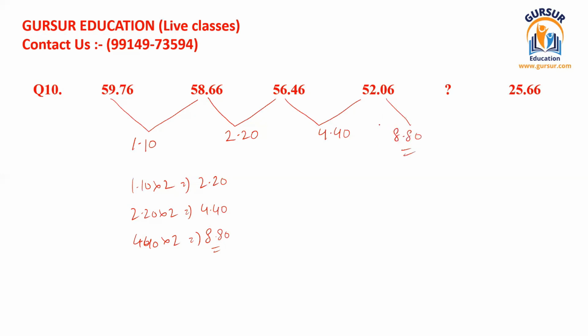So now, as a reduction is there in all the cases, we have to reduce 8.80 from 52.06. And when we reduce that, let me solve this. 44, then 43, 43.26. Okay, this is 43.26. You should be sound enough in all the mathematical operations. So it should be the right answer to be placed at the question mark.